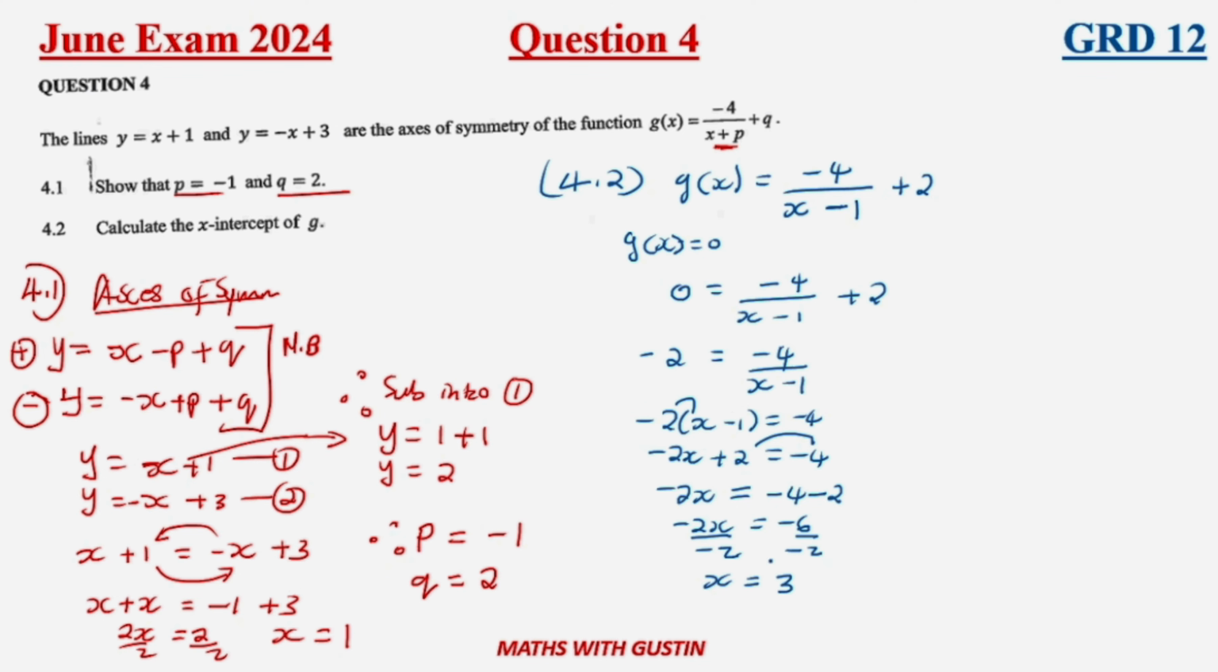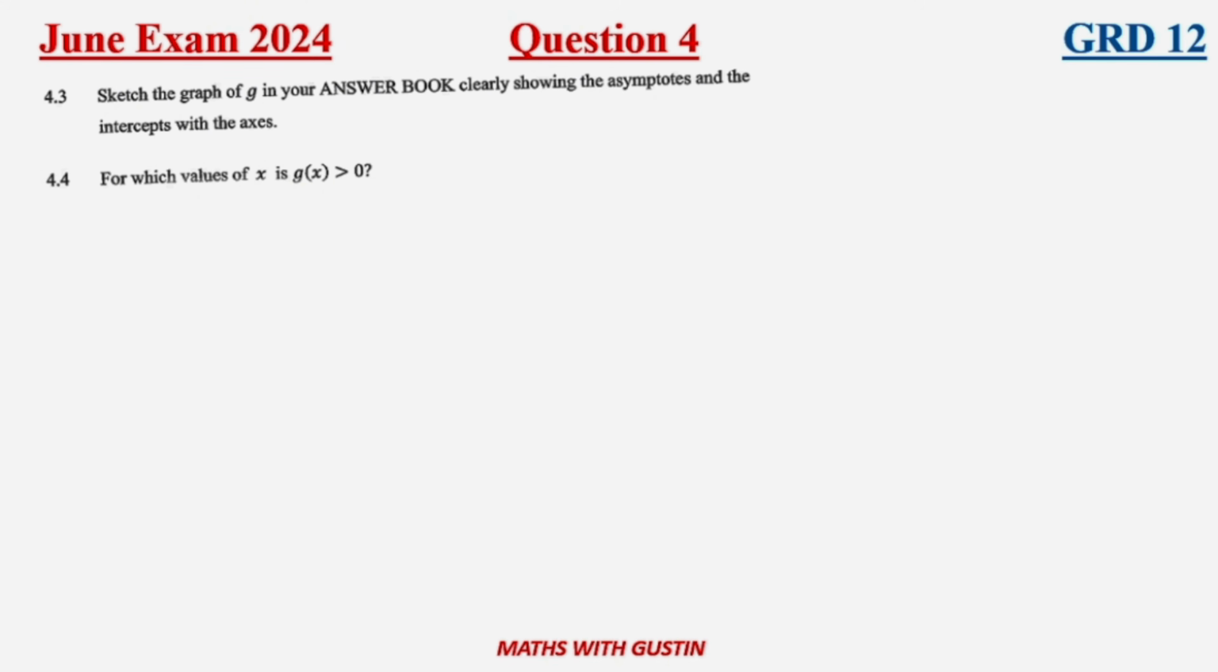Okay, so this is what it means. It means our x-intercept is going to be (3; 0). Those are just the coordinates there. All right, let's move right along. Moving to the next question, 4.3.